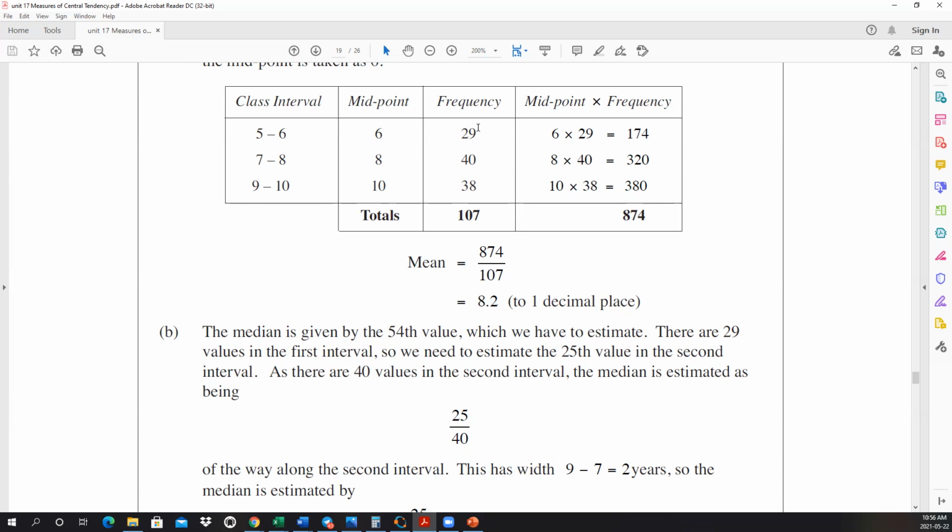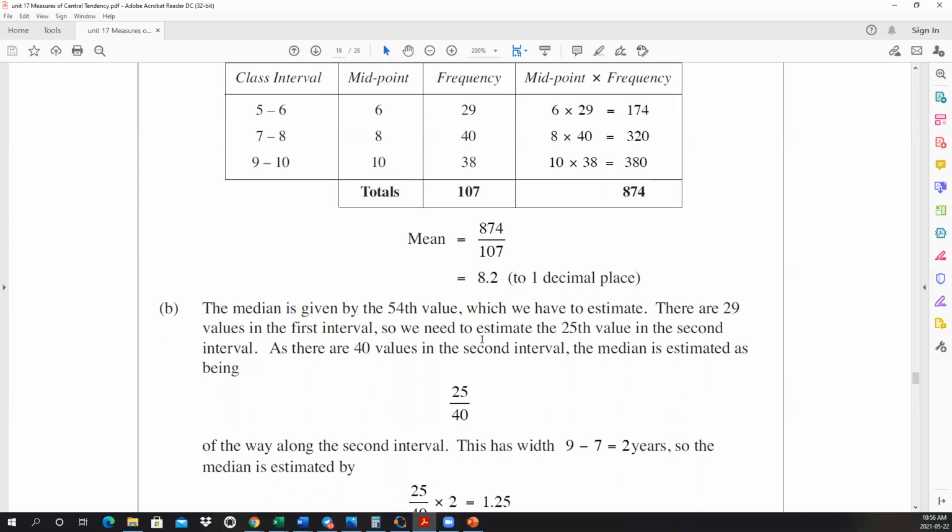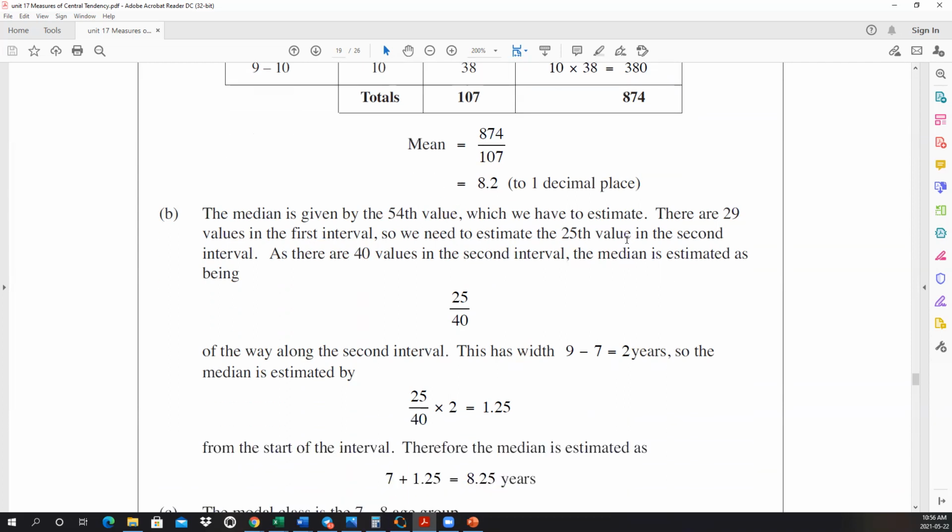So when you look at this, the 54th value would be somewhere in the 7 to 8 region, or you can say age is greater than or equal to 7 but less than 9, right? And so it'd be somewhere here, because they have 29, and if you add 40 to that, that's 69. You would overshoot the 54th value, but you know for sure it would be somewhere here to reach the 54th value coming from 29. All right.